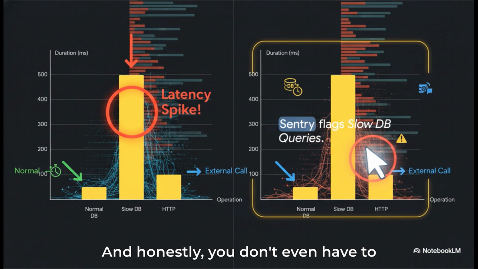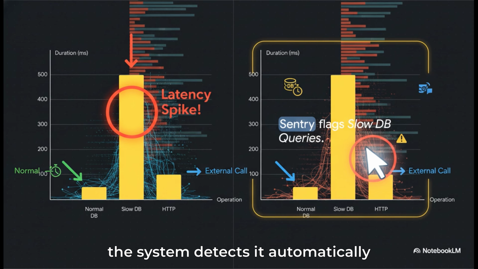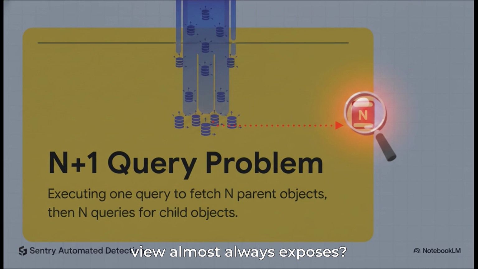And honestly, you don't even have to hunt for these issues because Sentry literally highlights the anomalies for you. If you drill down into a child span and there's a massive latency spike hitting that 500 millisecond threshold, Sentry flags it. If a select query consistently takes that long and happens frequently, the system detects it automatically and tags it as a slow DB query. That long bar in the waterfall just glows right in front of you. No guessing required.